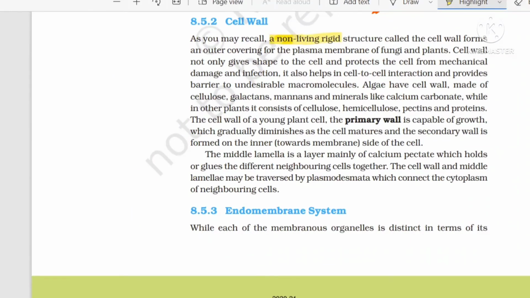Cell wall is non-living. Okay, it is an outer covering seen in fungi and plants. And you know very well, cell wall is freely permeable. We studied that in the transport chapter. It is freely permeable. Cell membrane is selectively permeable. Cell wall protects the cell from mechanical damage and infection. It also helps in cell-to-cell interaction.